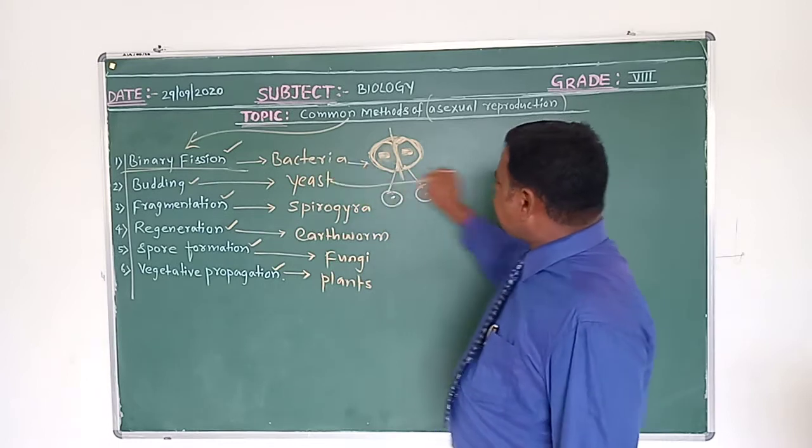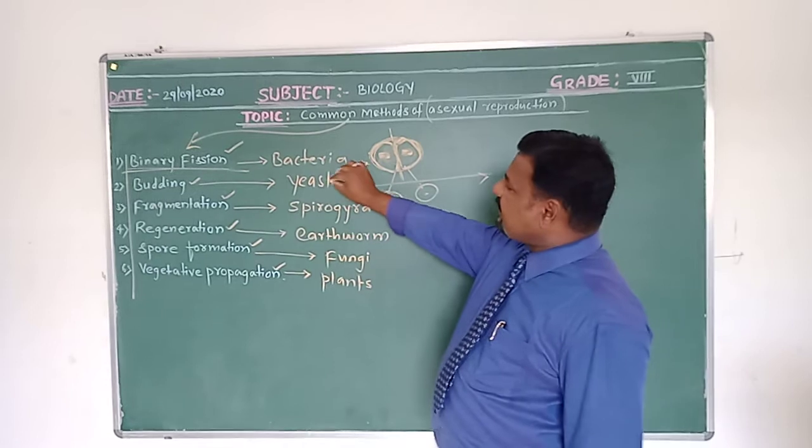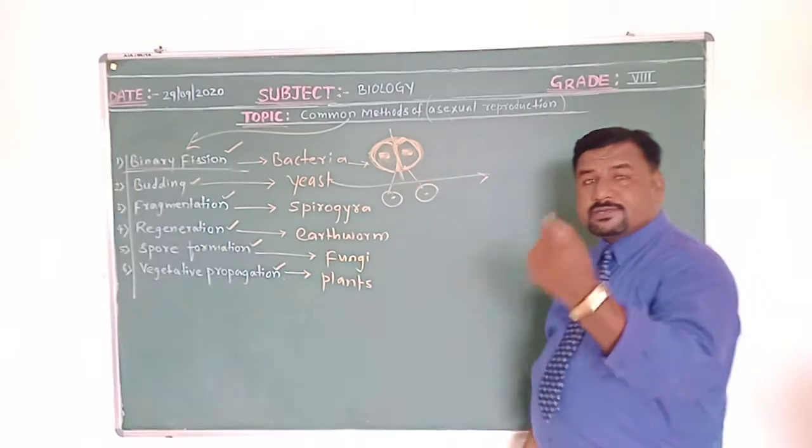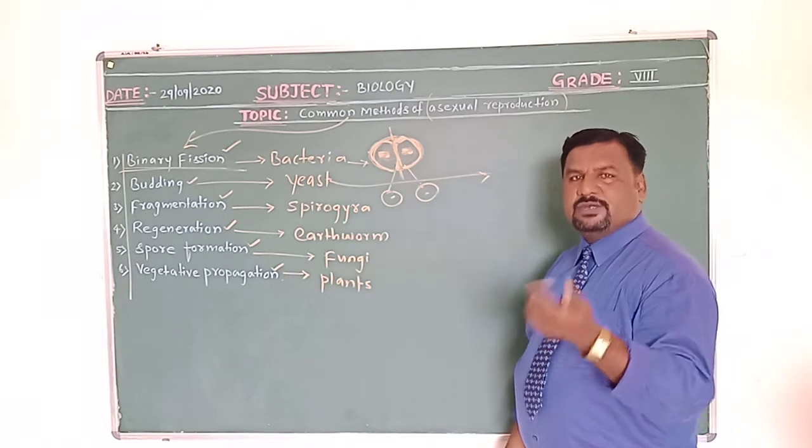Now coming to the second one, that is budding. Now yeast. What is yeast? It is a fungus. What kind of fungus? Unicellular fungus. Yeast is a fungus, but it is a unicellular fungus.